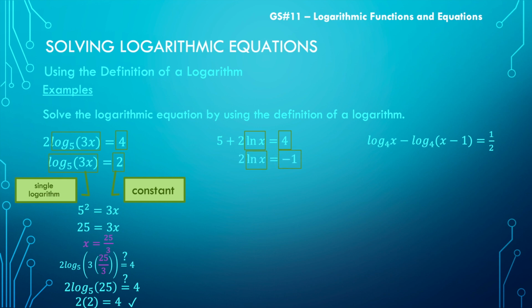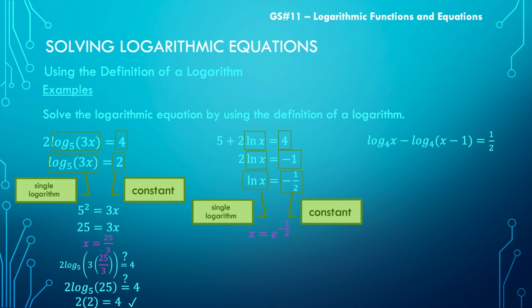So let's do that. If I subtract a 5 here, I have 2 times ln of x is equal to negative 1. And then if I divide through by 2, I have ln of x is equal to negative 1/2. And now I'm in the right form. I have a single log on one side and a constant on the other. And so now I can rewrite it in exponential form. The base of that natural log is e. So I have e raised to the negative 1/2 is equal to x. And so I've solved my equation.